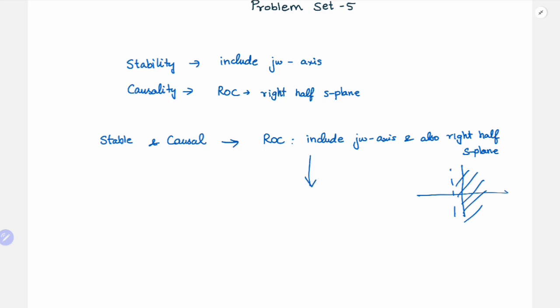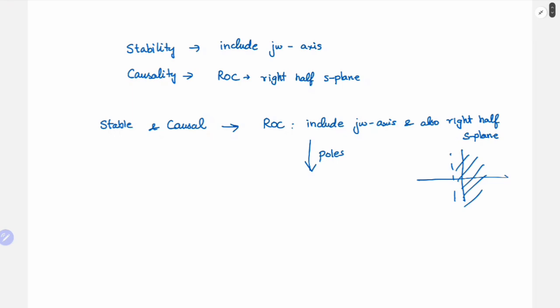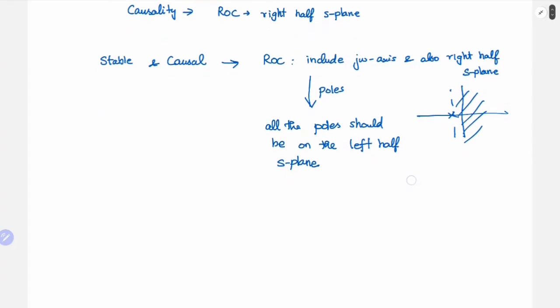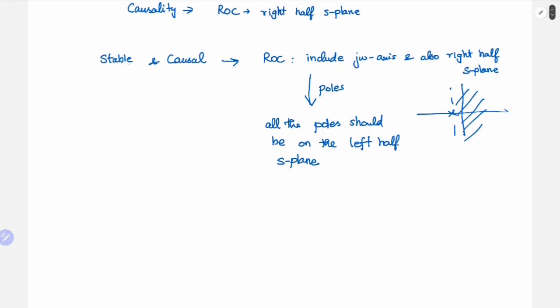But this is directly also related to the poles. So what does it say for the poles? It says all the poles should be on the left half S-plane. This is a very important property, and you can also see this later on when you study control systems. So for a causal system to be stable, all the poles should be in the left half S-plane. This is what I wanted to convey today.